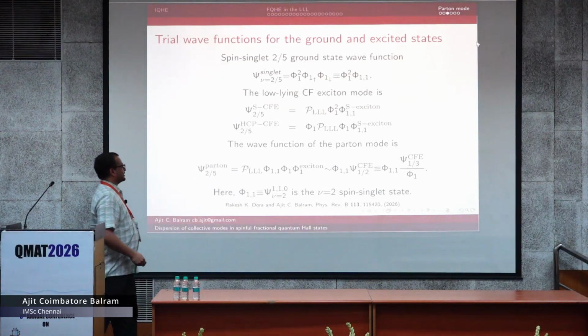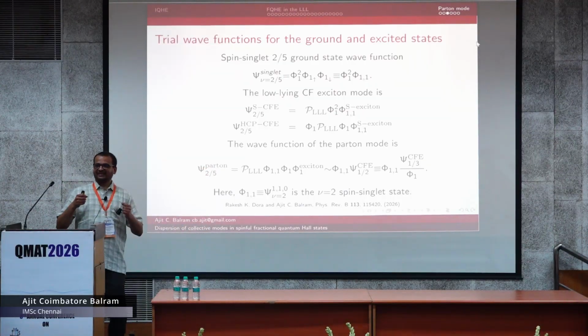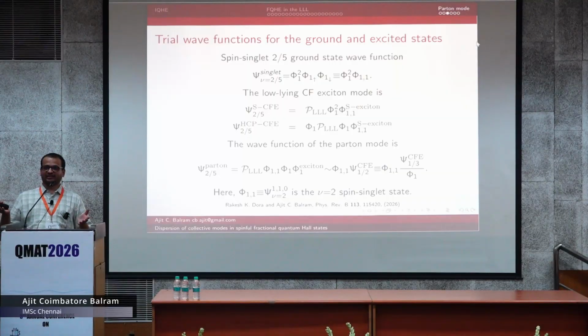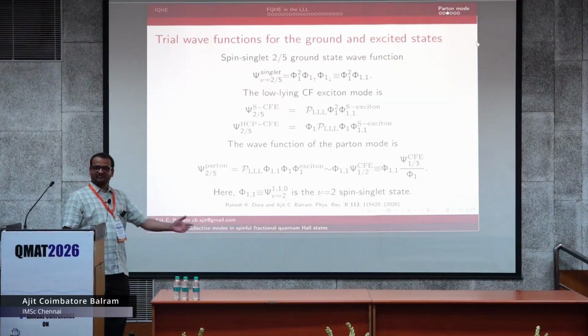That's the standard composite fermion exciton. And a slightly better version of that can be written out by pulling one of these factors of phi 1 out. Because that then ensures that no two particles, irrespective of their spin, can be right on top of each other, and that helps in minimizing the Coulomb energy. So this state is called the hardcore projected composite fermion exciton state, and that has slightly better energetics than this state. And now the wave function of the parton mode can be easily written down.